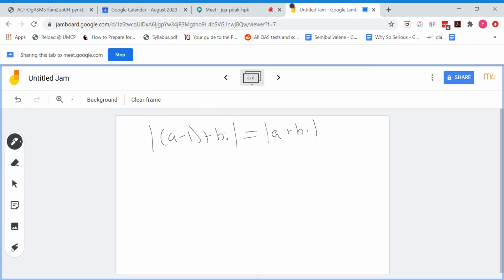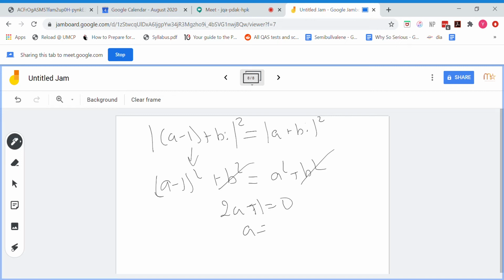Alright, so to make this easier, we can square both sides, right? And so we have a minus 1 squared plus b squared must equal a squared plus b squared. So b squared cancels, and then we have minus 2a plus 1 equals 0, or 2a minus 1 equals 0. And so a equals half.